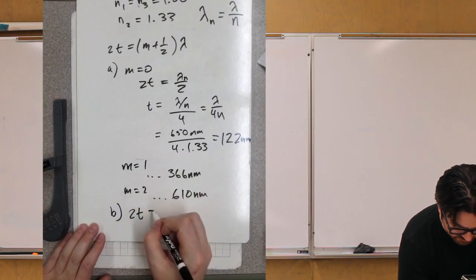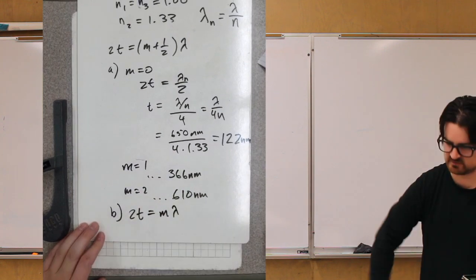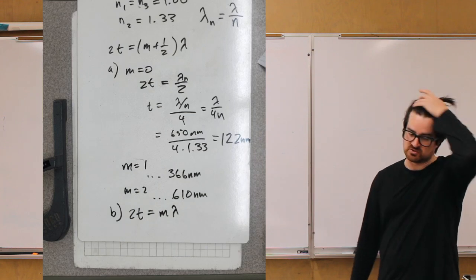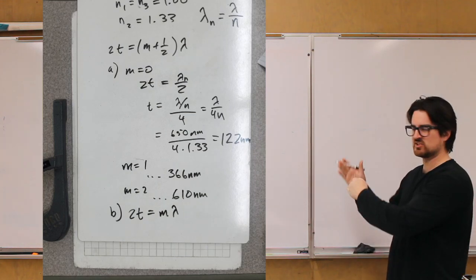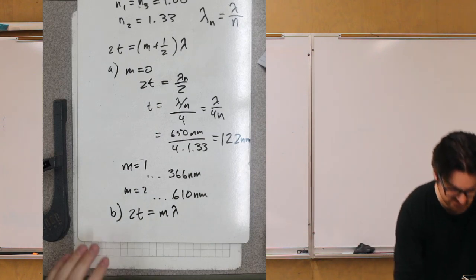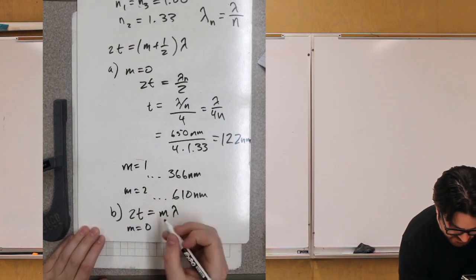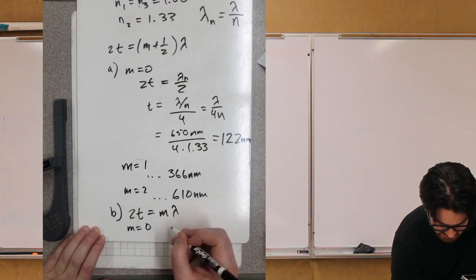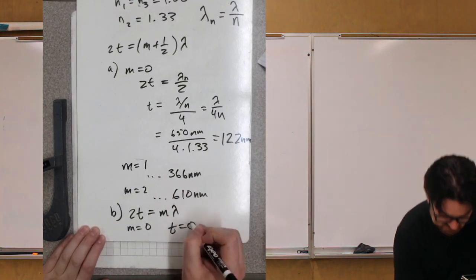So 2t would need to be a multiple of the wavelength. And the smallest thickness you can get to get destructive interference is sort of like what I was saying, where if t is essentially 0, right, there is no thickness to that. And if you put in m is 0 for this destructive formula here, that's what it tells you. t would come out to be 0.